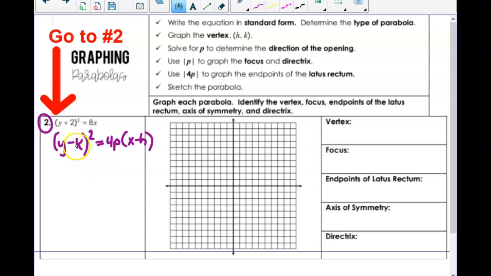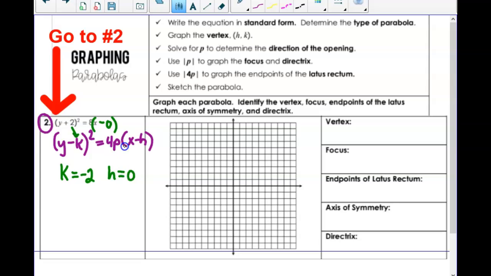It's k. Yeah, because it's y minus k. So k is negative 2. Good job. What is h? A little confusing, but is there anything over here? So h is going to be 0.